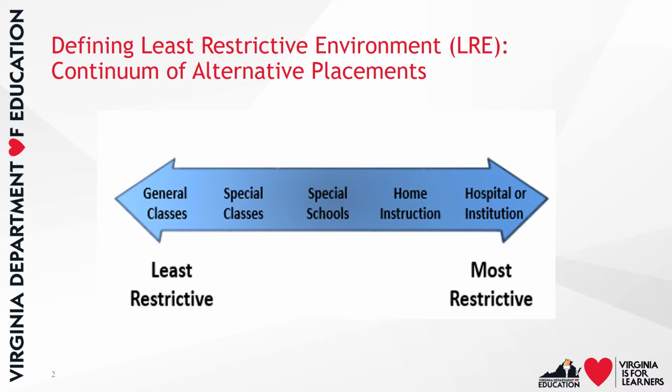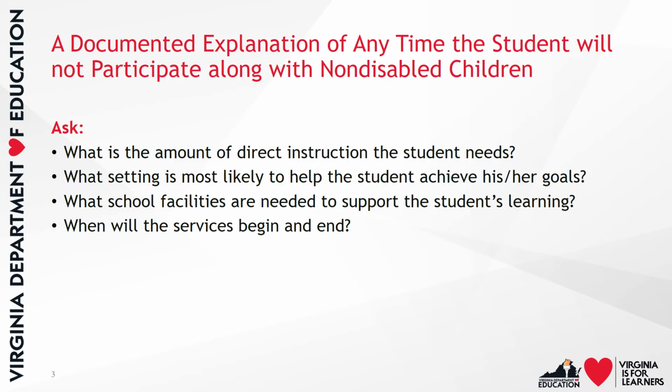A documented explanation of any time the child will not participate along with non-disabled children is required. As you document any time the student will not participate with non-disabled children, ask yourself, what is the amount of direct instruction the student needs? What setting is most likely to help the student achieve his or her goals? What school facilities are needed to support the student's learning? And when will the services begin and end?